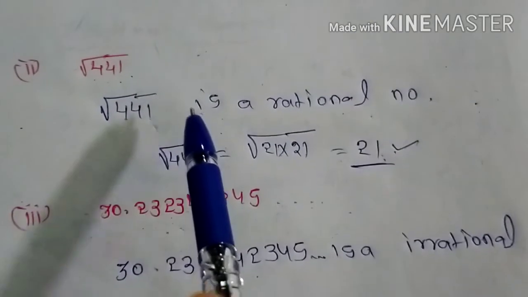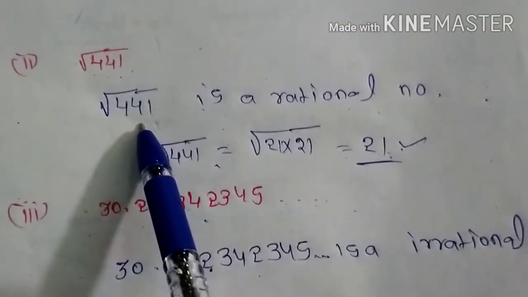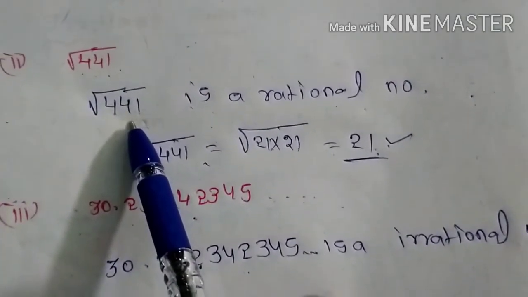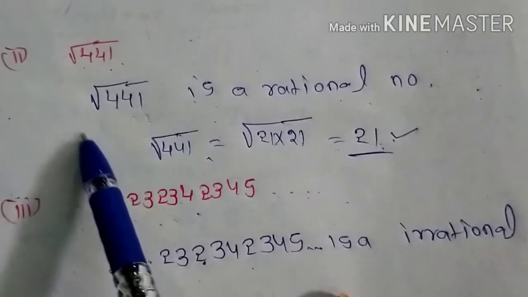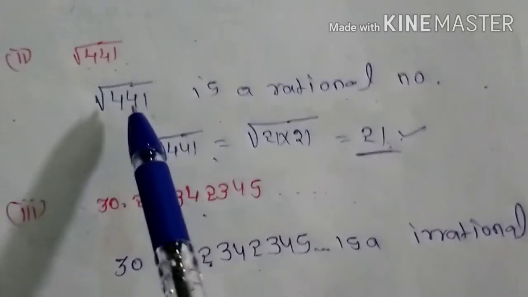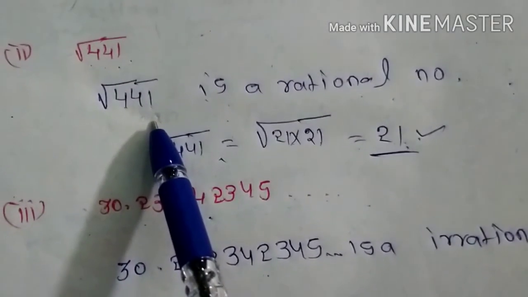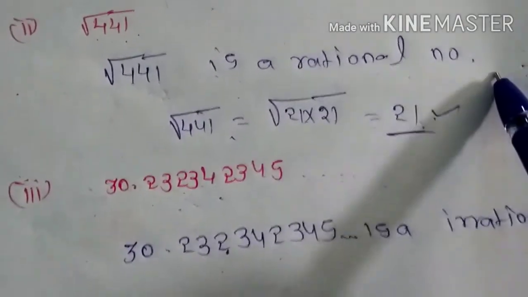In the similar way, you can see root 441. See 441. Already you have studied in the 8th class squares from 1 to 25. Yes or no? What is 20 square? 400. What is 21 square? 441. So, is this a perfect square number or not? Yes, it is a perfect square number. So it is a rational number.